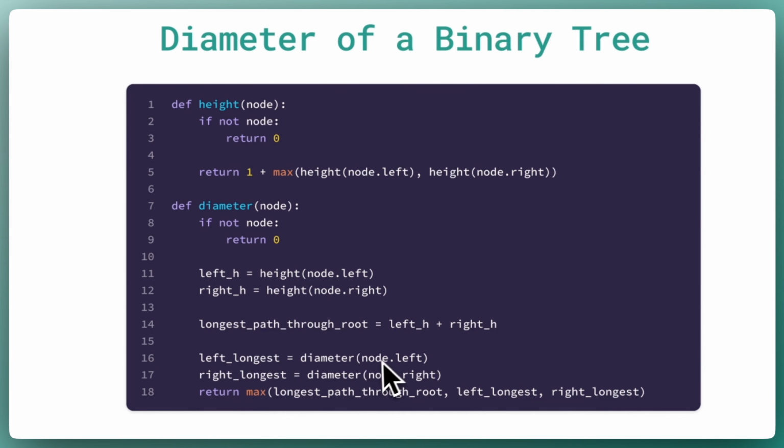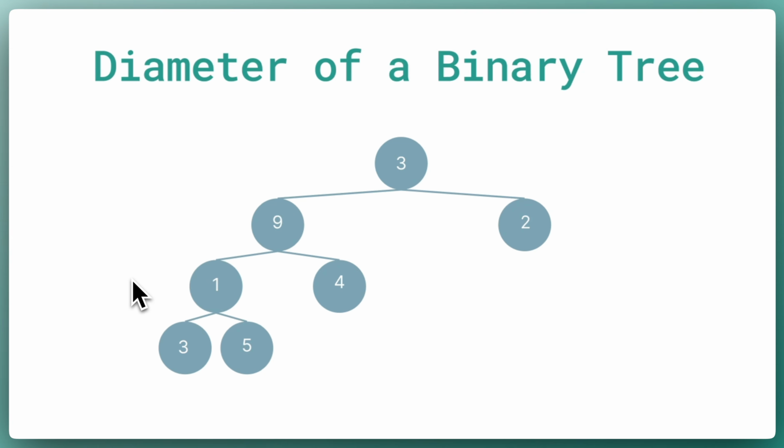Every time we recurse one node further down to get its longest path, we have to find the height of that node's left and right subtrees. So you can kind of think of this as a nested for loop of sorts. And again, this has the big O of n squared runtime. So now let's look at the bottom-up approach to this problem.